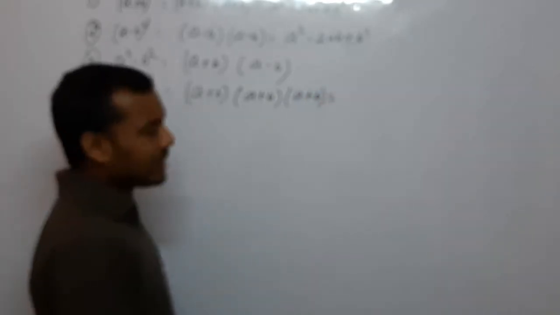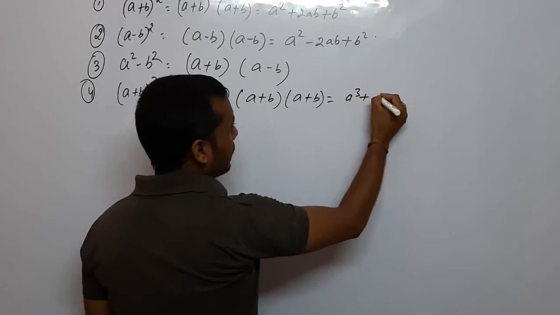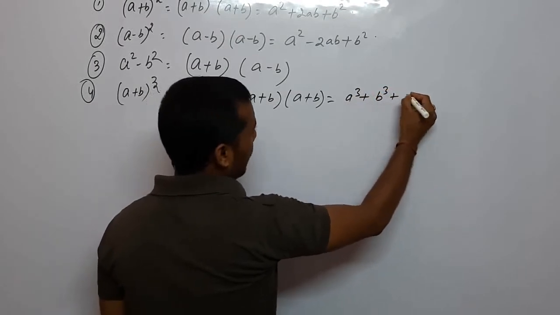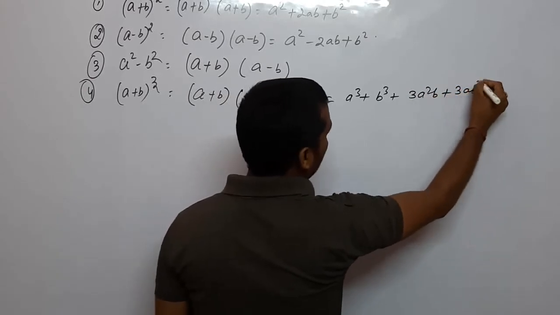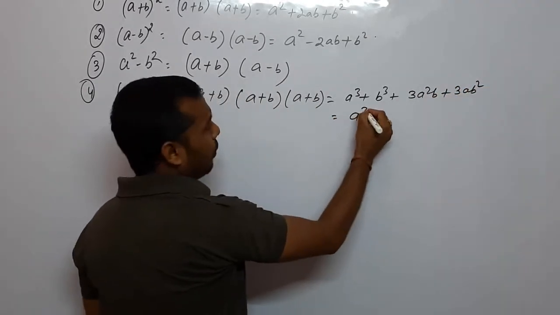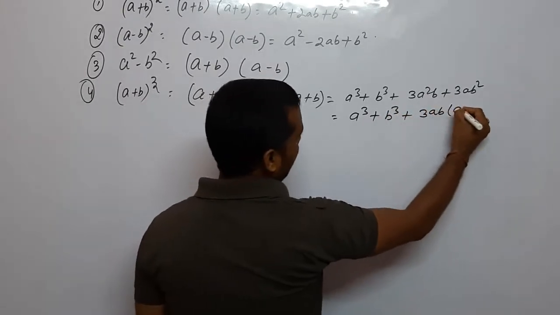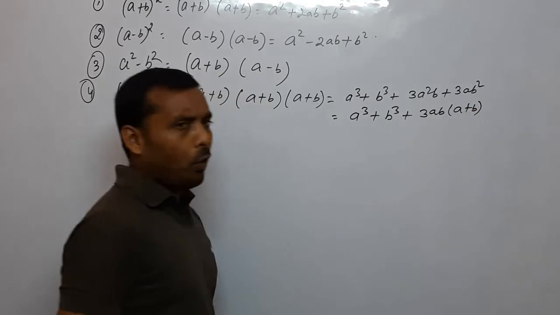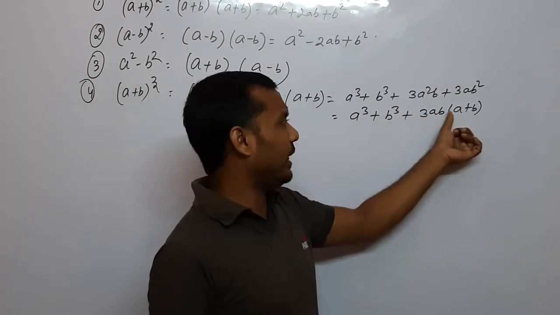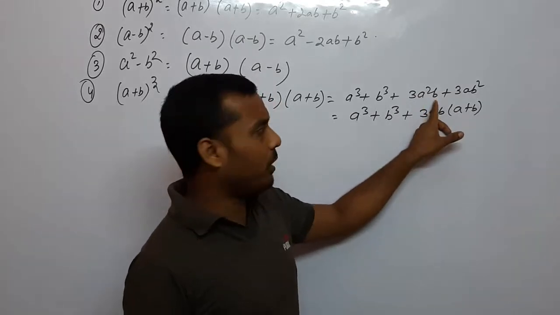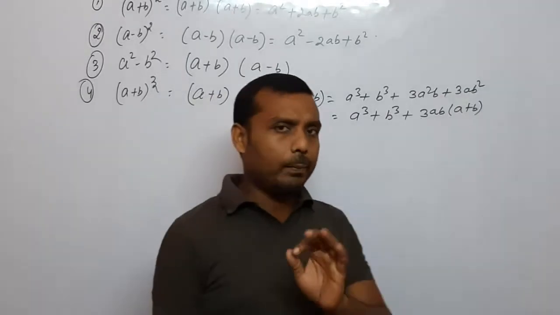Okay? And this can be written as a cube plus b cube plus 3a square b plus 3ab square. Somewhere it is written in the form of a cube plus b cube plus 3ab into a plus b. Both are the same thing, as 3ab into a will result in 3a square b, and 3ab into b will result in 3ab square.